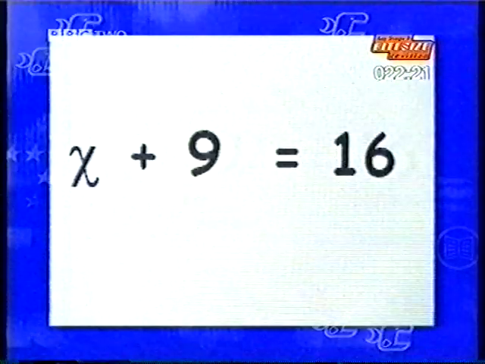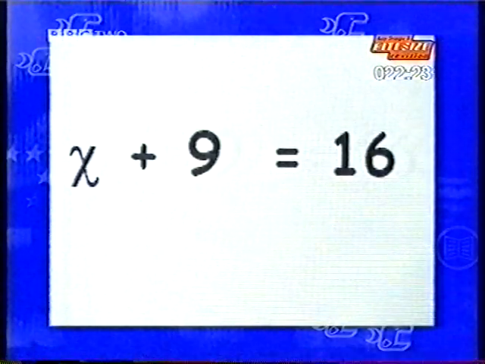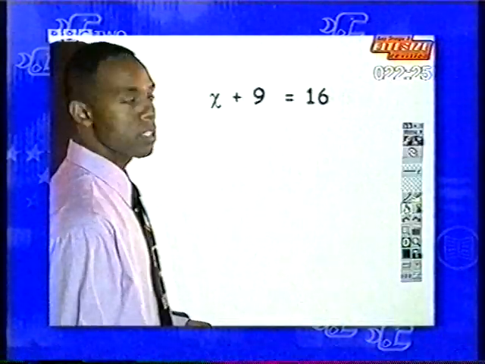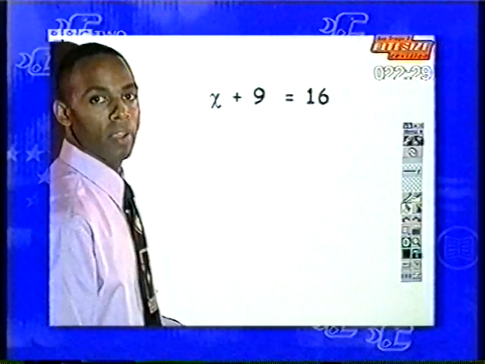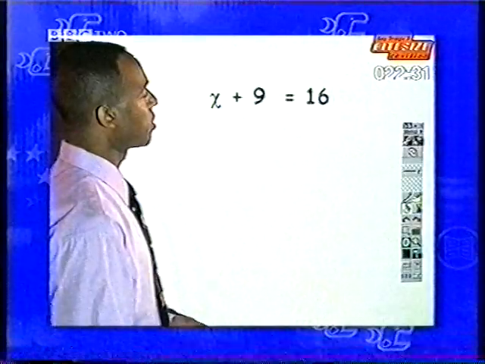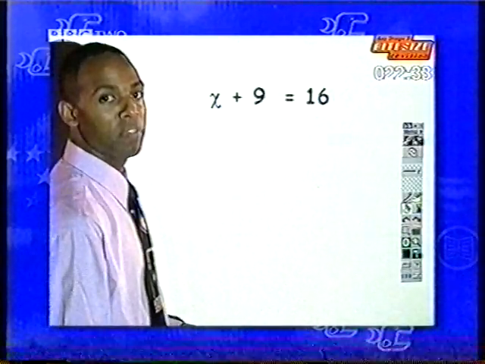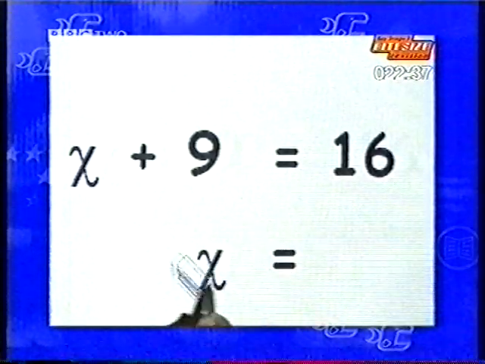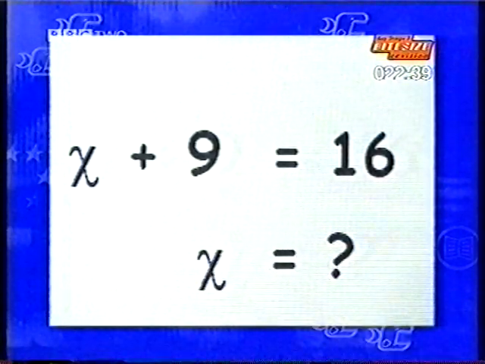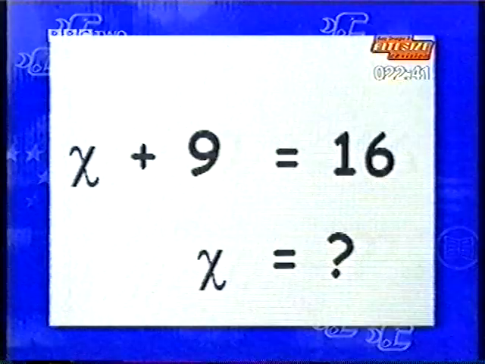Let's take the example x plus 9 equals 16. Now we know this is an equation because it has an equal sign. What we're asked to do is to solve this equation to find a numerical value for x. Okay, so we have x equals an unknown number. What have we got?